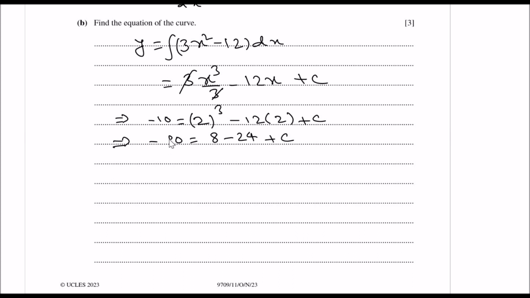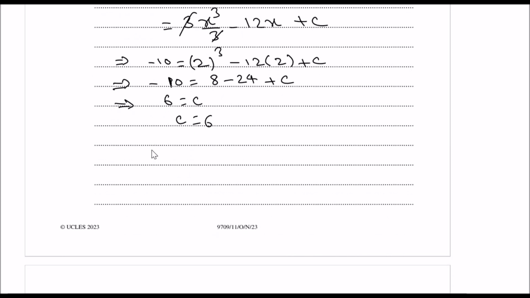So if you simplify this, we get 16 − 10, that is 6. So 6 = c, that means c = positive 6. So the equation of the curve becomes y = x³ − 12x + c. We are just substituting the value here, c = 6, so y = x³ − 12x + 6. So this is the answer.